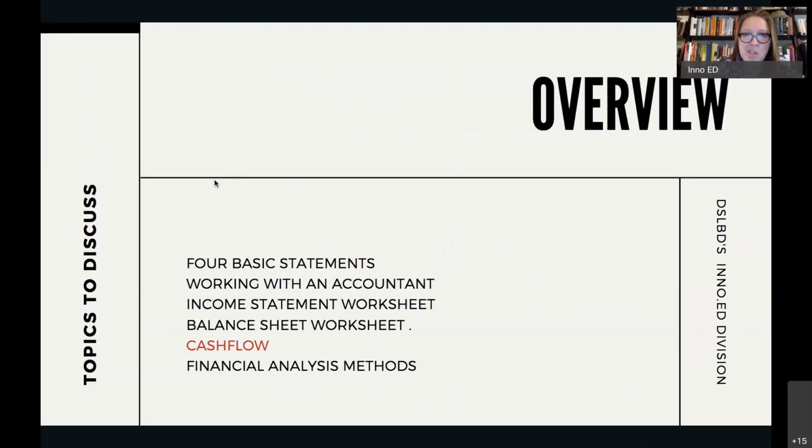This is a live session, but what we're going through today is we're going to be talking about the 4 basic financial statements, and actually we're really going to talk about 3 of those that you might use as a small business, a little bit about how you might work with an accountant or a bookkeeper, and then we're going to go into those statements, the income statement, the balance sheet, and the cash flow. And we're going to say just a little bit about financial analysis methods. There's a lot to learn in financial analysis of your business, so we won't be able to cover everything today, but we're going to get a basis so that you can continue your learning.